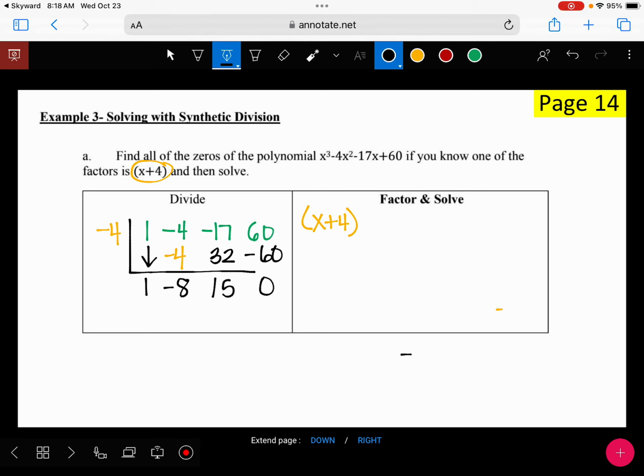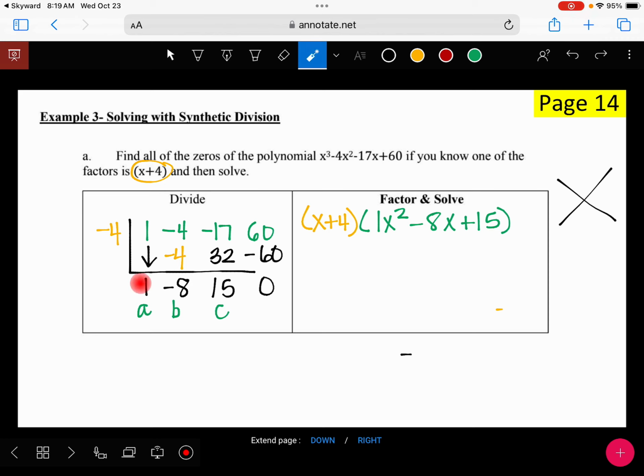So when there's 3 numbers, we start off with x squared. This is A, this is B, and this is C. So this is going to be 1x squared minus 8x plus 15. So now we're ready to factor that. In order to factor it, we need two numbers that multiply to be A times C. So 1 times 15 is 15. Negative 8 goes on the bottom.